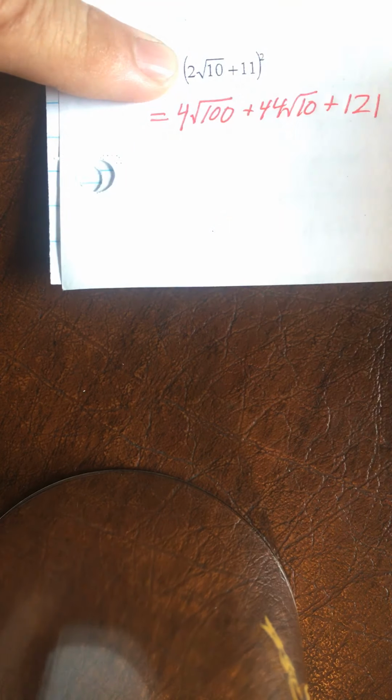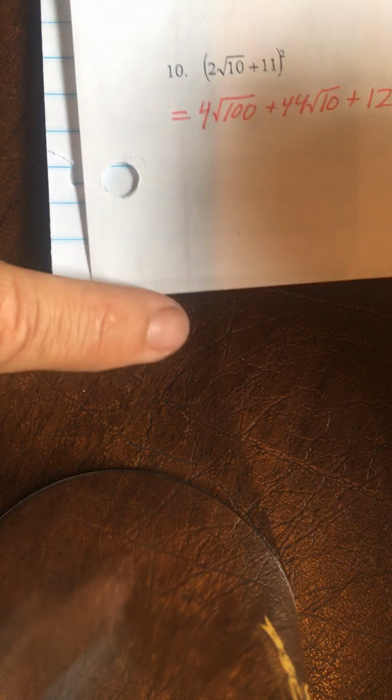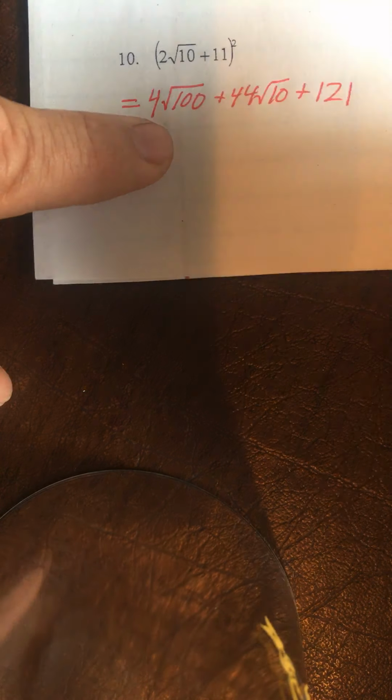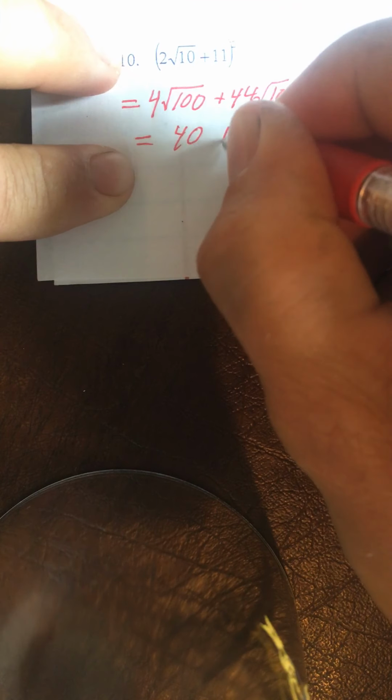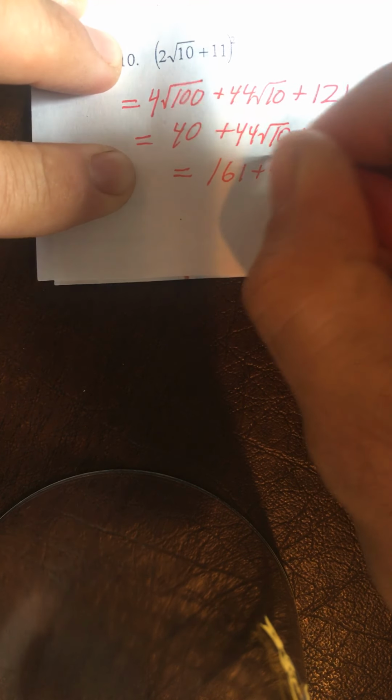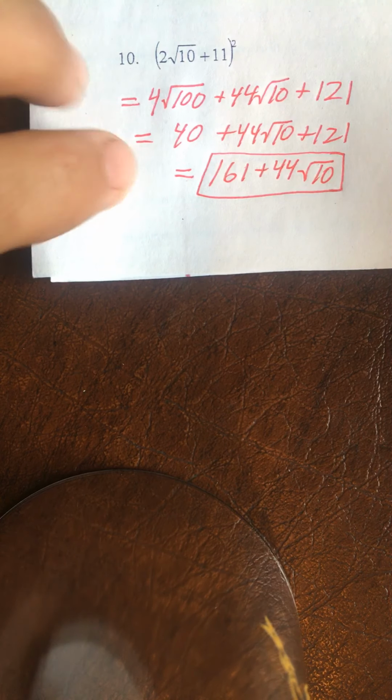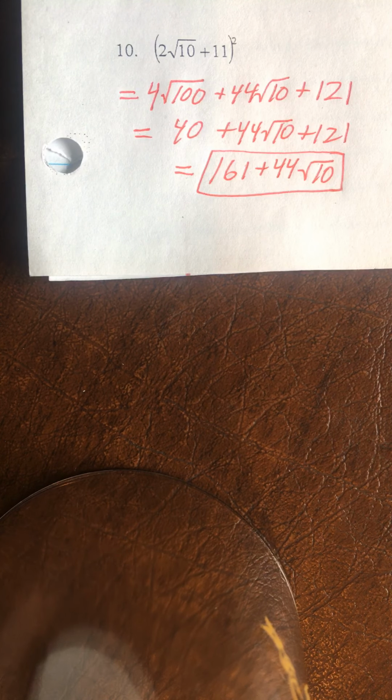And then the second squared, which is 121. Well, root 100 is the same as 10. 10 times 4 is 40. And now I can add some of these numbers together. 40 and 121 would give us 161 plus 44 root 10. And that would be your final answer.